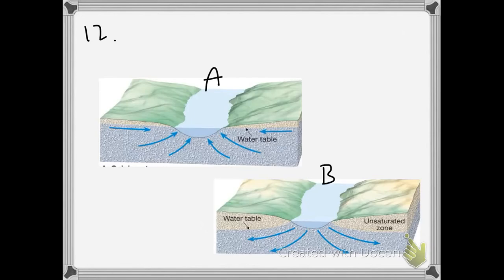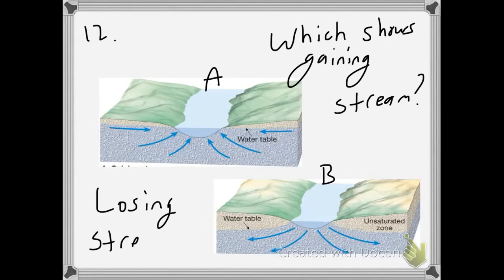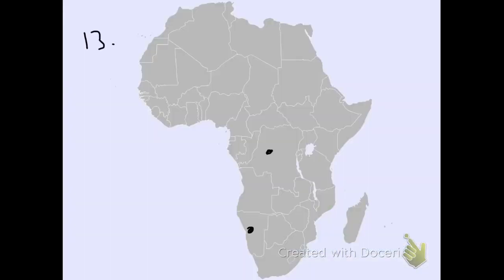at least. So now we're moving on to question number 12 out of 20. This is pictures A and B. And which picture between A and B shows a gaining stream? Which one is a gaining stream? Okay, that's picture A. What about picture B? Is that a losing stream? Okay, yes it is.